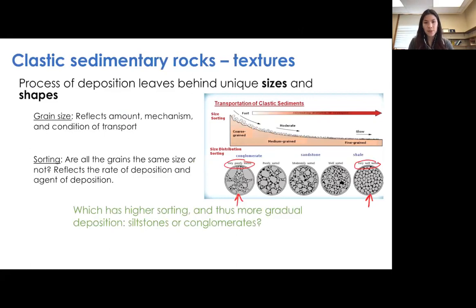So again, we just went over this, but which has higher sorting and thus more gradual deposition, siltstones or conglomerates? A siltstone can really only be made of silt. It maybe has some clay and some sand, but there's a much more confined range of grain sizes that it can have. And so this relatively better sorting means that it has a slower rate of deposition than the conglomerate.